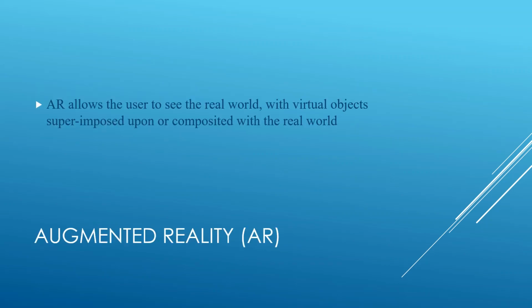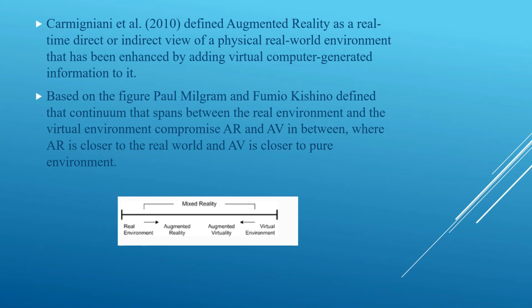Augmented reality allows the user to see the real world with virtual objects superimposed upon or composited with the real world. According to Carmigniani et al. 2010, augmented reality is defined as a real-time direct or indirect view of a physical real-world environment that has been enhanced by adding visual computer-generated information to it.